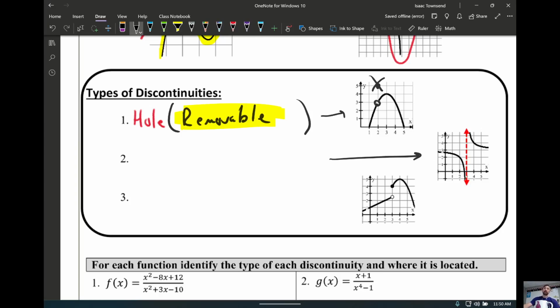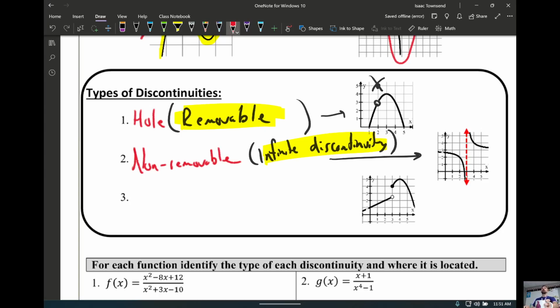Okay, and then for this example, we've got a vertical asymptote. Do you remember what type we called that? Good. Goes to infinity, negative infinity. This is referred to as an infinite discontinuity. That's its name. I'm highlighting the names. But just so you know, hole type discontinuity is the only removable. All the others are referred to as non-removable.